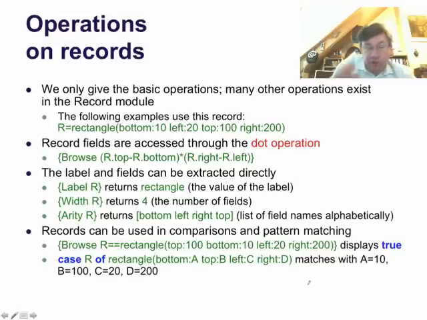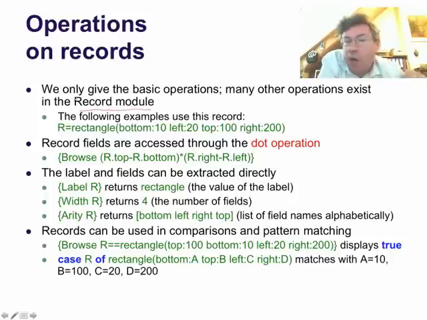So what kind of operations can you do on records? In fact, there are very many of them. You can create them dynamically, and you can do very many complex calculations with records. There is the Record module in the system. I'm not going to talk about that now; it is out of the scope of the course. I will talk about the basic important operations that we will use. I will use the following record: rectangle(bottom:10 left:20 top:100 right:200).